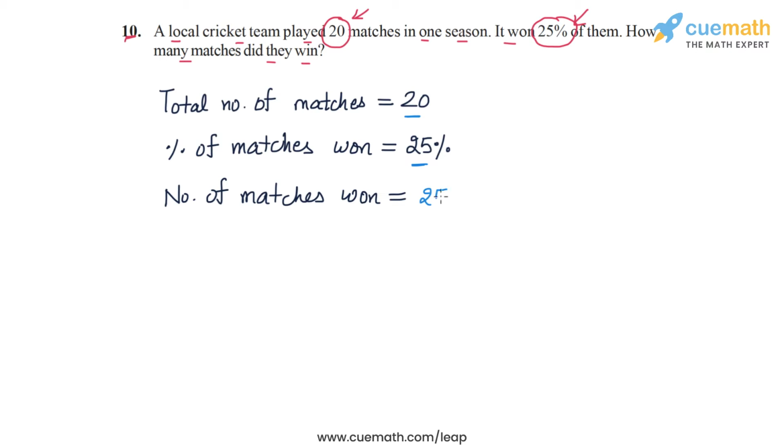So we simply have to calculate 25% of 20, and this will be 25 by 100 into 20, correct? And now 100 by 25 is 4 and 20 by 4 is 5. So we obtain the number of matches won as 5. So the answer to this question is that the cricket team won a total of 5 matches. And this completes question number 10.